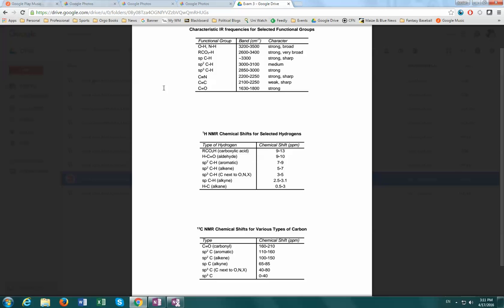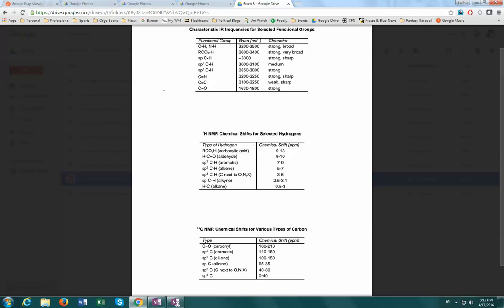The really common ones are your carbonyl peaks, usually around 1,700 to 1,800. That's just a dead giveaway that you've got a carbonyl. Carbonyls and alcohols are typically the easiest to look at and know exactly what they are. So if you've got an oxygen, chances are you're going to see a carbonyl or you're going to see an alcohol. Really good odds.